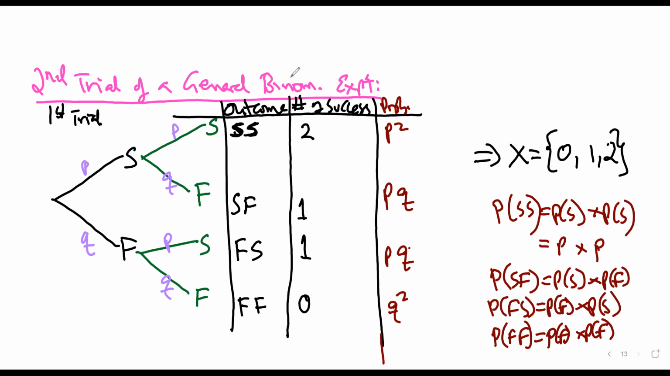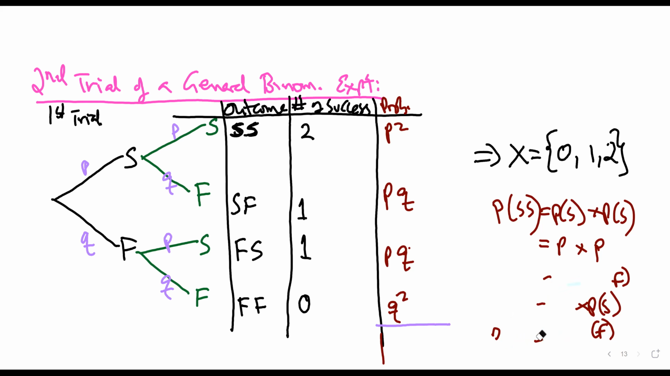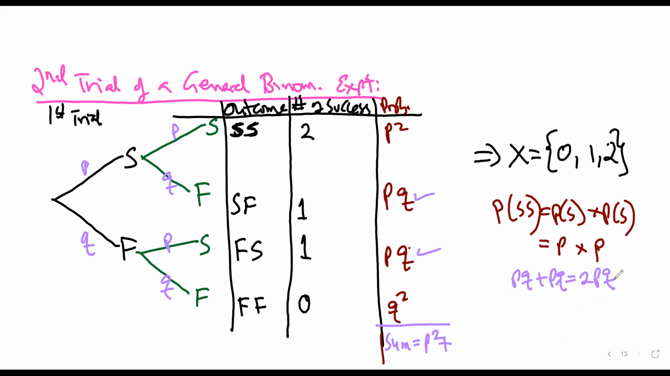We know that if you sum these probabilities, you must get 1. So we can say that if you sum P squared plus PQ plus PQ, which is 2PQ, plus Q squared, we know this must be equal to 1. So that's a general binomial experiment with 2 trials only.